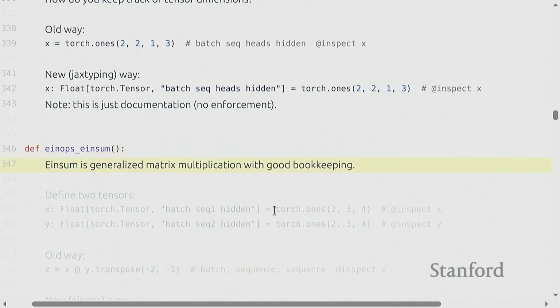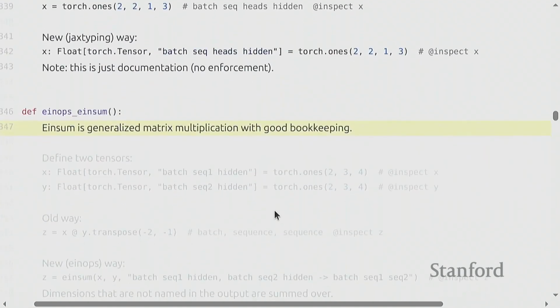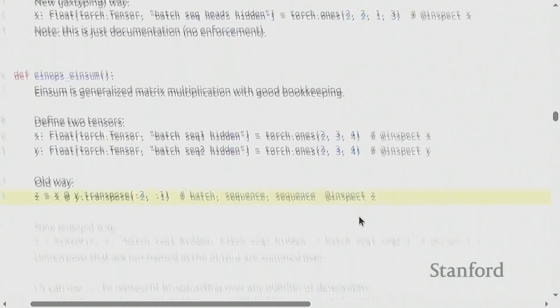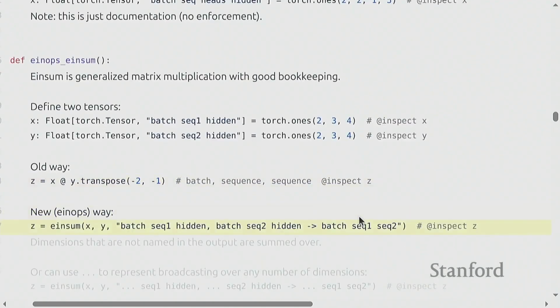Einsum is basically matrix multiplication on steroids with good bookkeeping. So here's our example. We have x, which, let's just think about this as having a batch dimension, a sequence dimension, and 4 hidden, and y is the same size. You originally had to do this thing with transposes, and now what you do instead is you basically write down the names of the dimensions of the two tensors, so batch sequence1 hidden, batch sequence2 hidden, and you just write what dimensions should appear in the output.